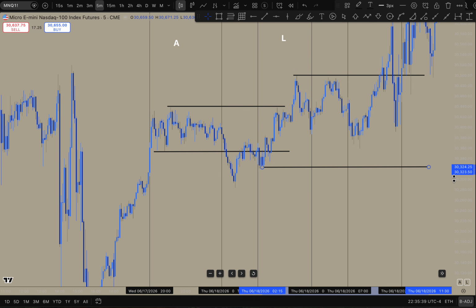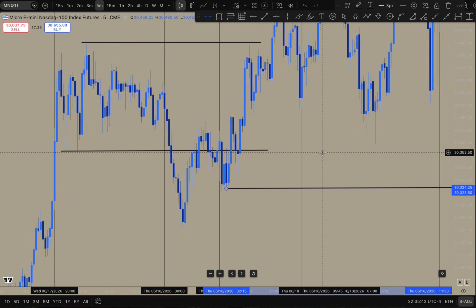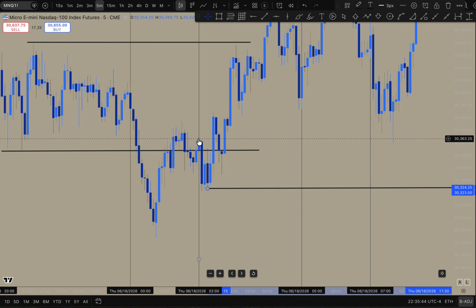So right off the bat, this line demarcates the difference between Asia and London. And price comes down and gets lower than Asia's lowest line. This is just a lull time here between midnight and 1. It's not an ideal trading time.